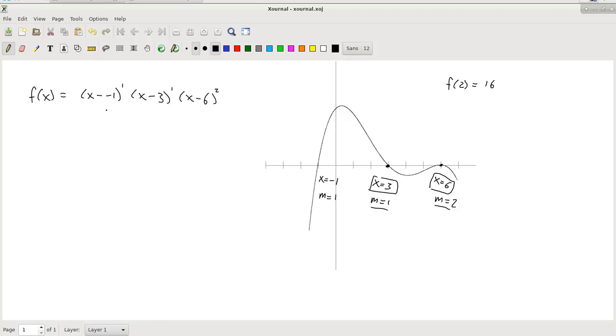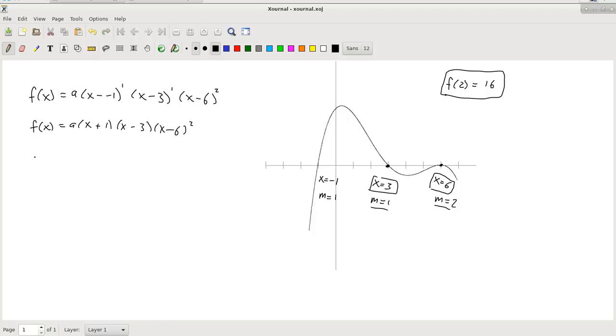Now there may have been a stretching or a scaling factor on here, so I'm just going to put in front that we have some coefficient, maybe a. Simplifying this, we've got f of x equals a times x plus 1 times x minus 3 times x minus 6 squared. So this gives us a starting point for our function. Now we've got to find a so that f of 2 equals 16.